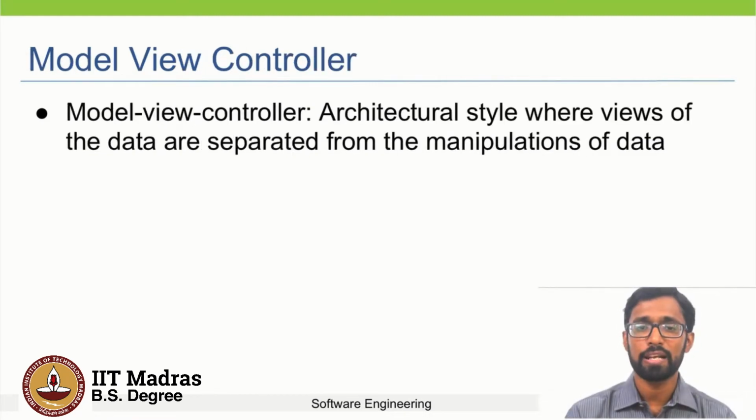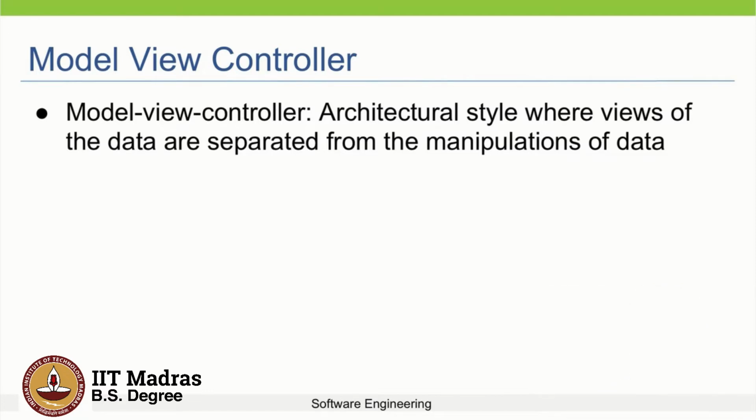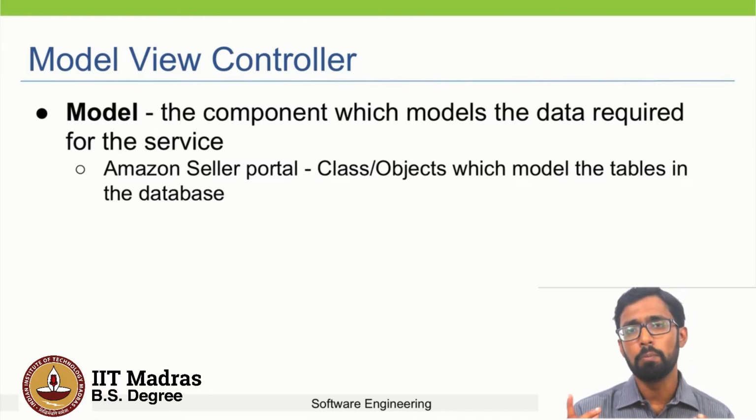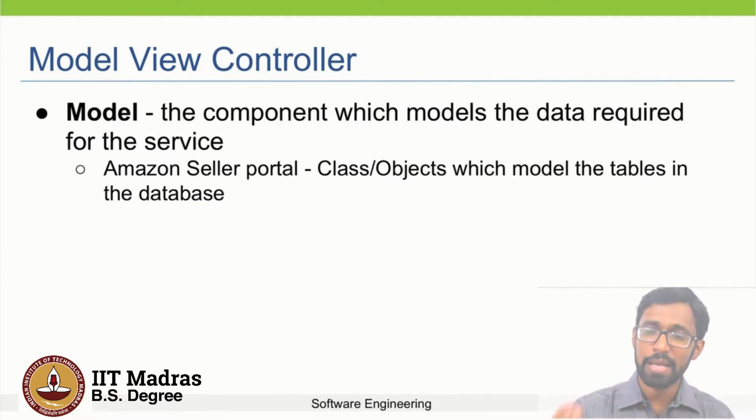Another type of software architecture is known as the model view controller or the MVC type of architecture. So in this style, the views of the data are separated from the manipulations of the data. So let's look at this MVC architecture. So M stands for model, which is usually the component which models the data required for the service. So for example, in the case of the Amazon seller portal, the model is nothing but the classes or the objects which model the tables in the database.